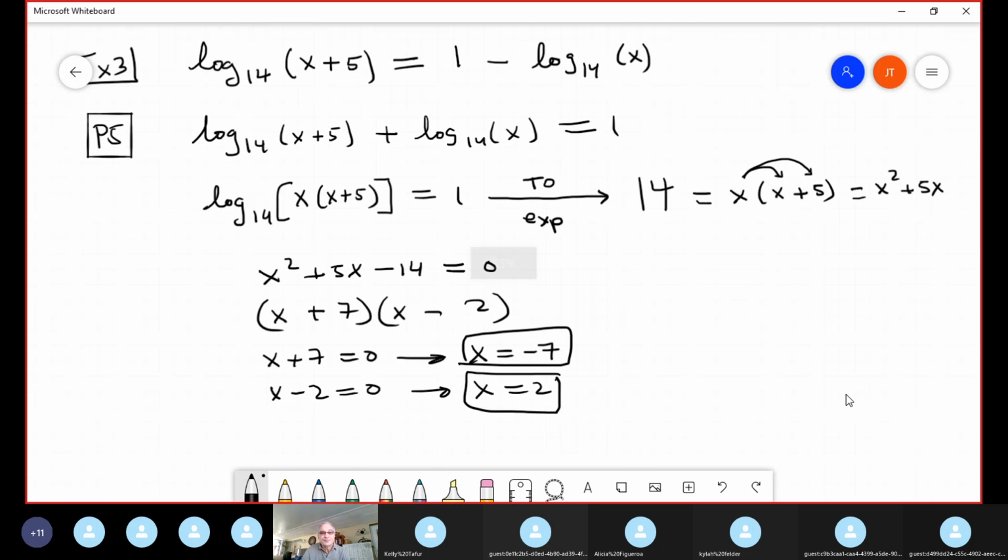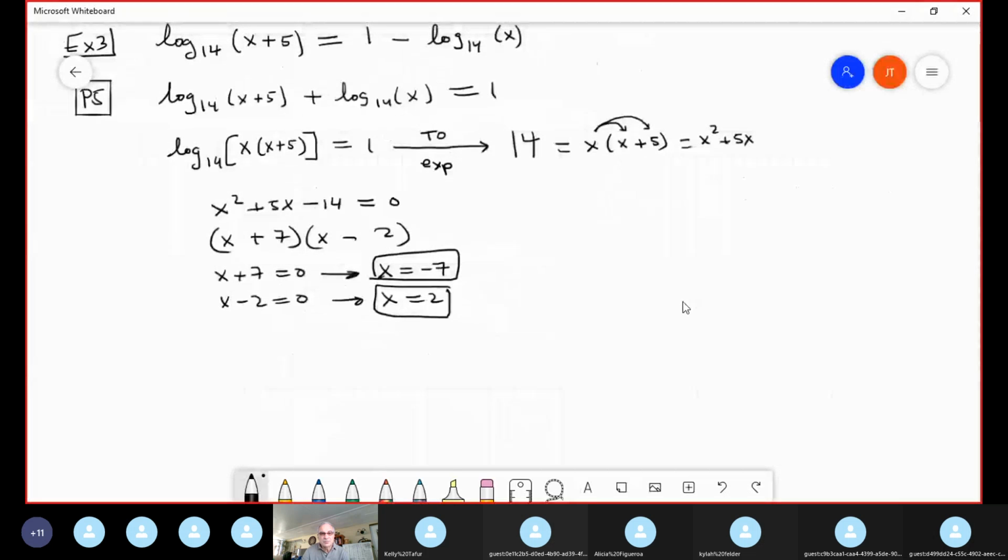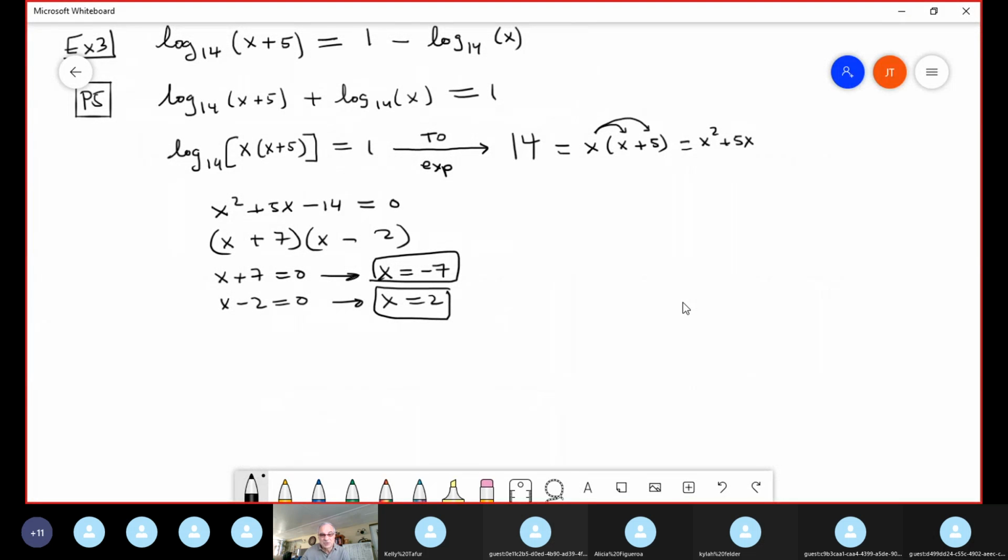Let's do it. I know very well that negative 7 doesn't work. No solution. Because when you try to plug in negative 7 here, automatically it says no solution. So let me try x equal to 2. Yes, I copy the original: logarithm base 14 of 2 plus 5. Just replace x with 2.